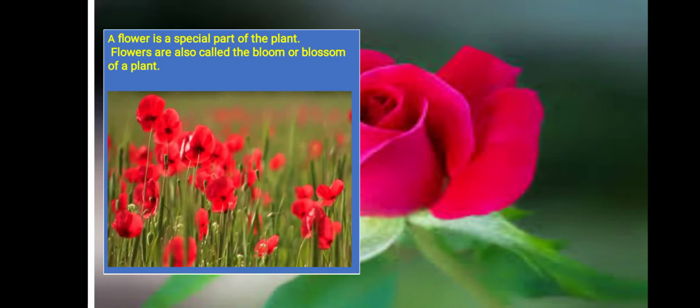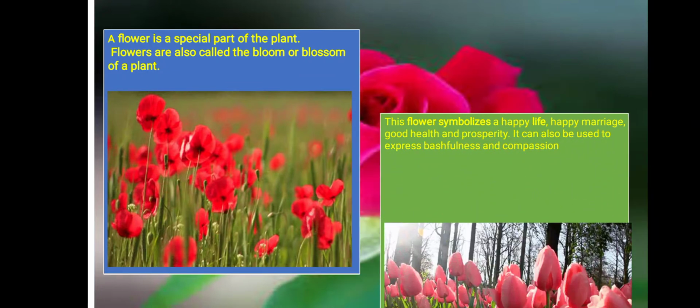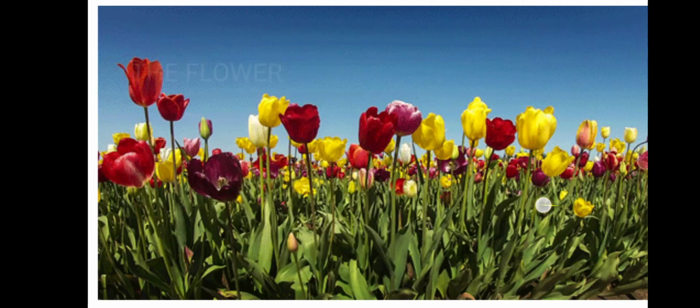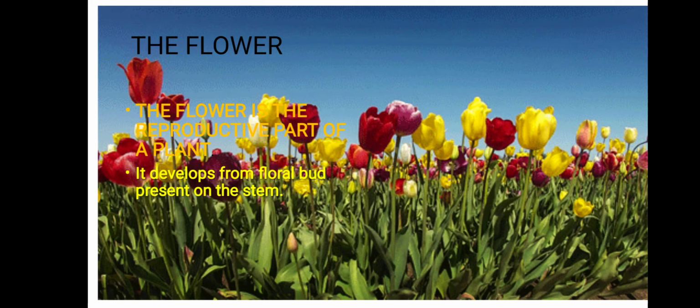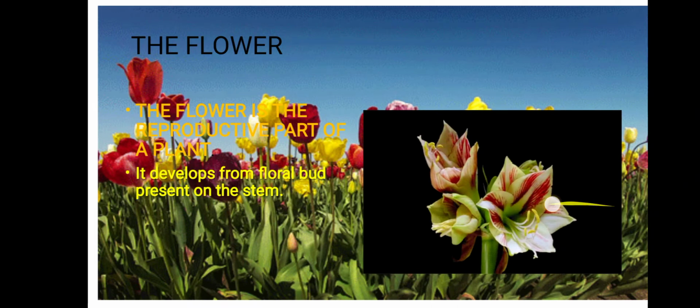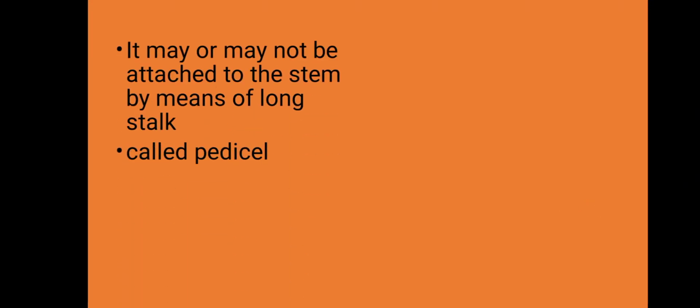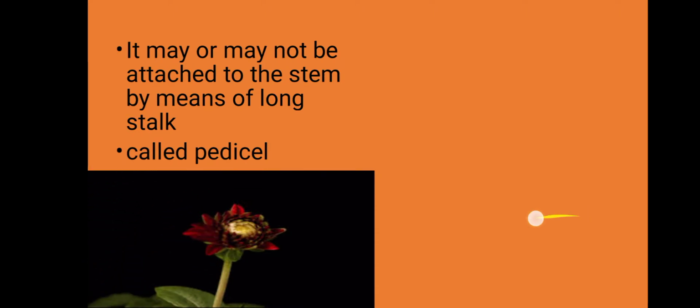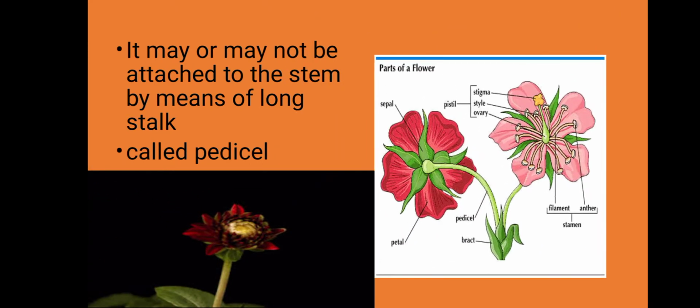In the previous lesson, we learned about plant life, the flower. We have come to know that a flower is a special part of a plant, and flowers are also called the bloom and the blossom of a plant. The flower is the reproductive part of a plant. It develops from a floral bud present on the stem. It may or may not be attached to the stem by means of a long stalk called the pedicel.